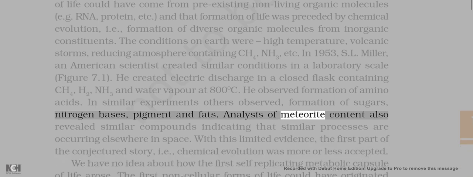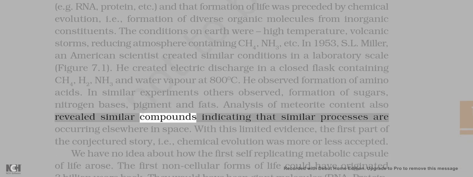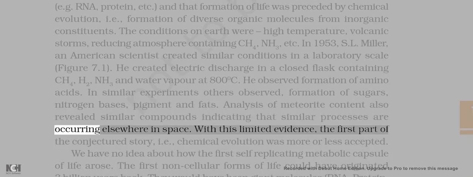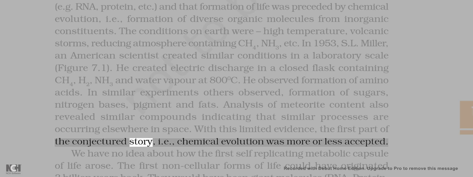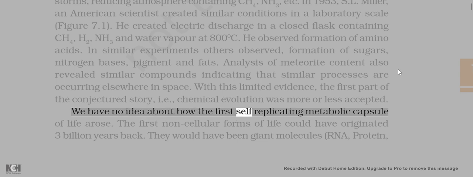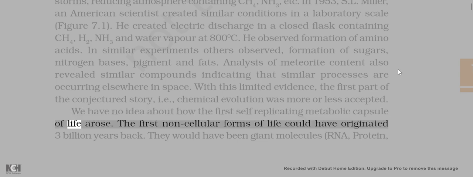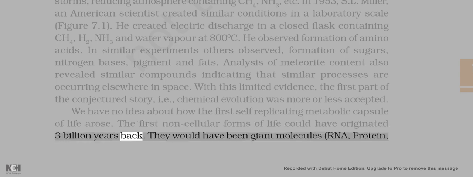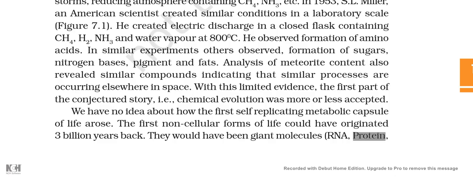Analysis of meteorite content also revealed similar compounds, indicating that similar processes are occurring elsewhere in space. With this limited evidence, the first part of the conjectured story, i.e., chemical evolution, was more or less accepted. We have no idea about how the first self-replicating metabolic capsule of life arose. The first noncellular forms of life could have originated 3 billion years back. They would have been giant molecules, RNA, protein.